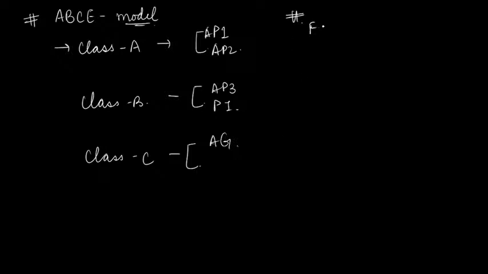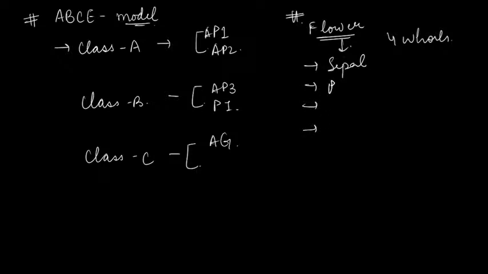When we look into the flower development, what do we have? In flower development, there are 4 whorls present. What are the names of those 4 whorls? The 4 whorls are sepal, then petal, then we have the stamens, and then we have the carpel, right?